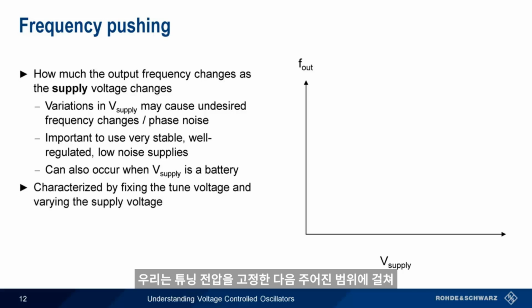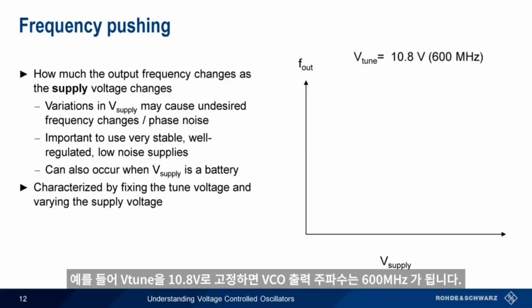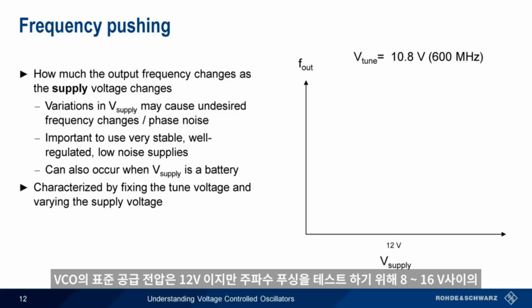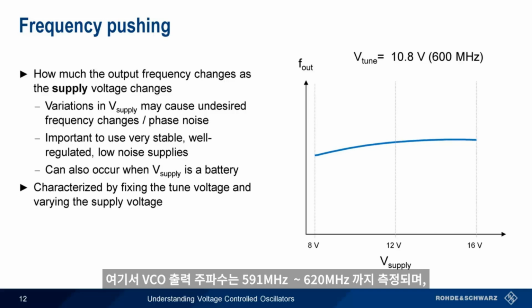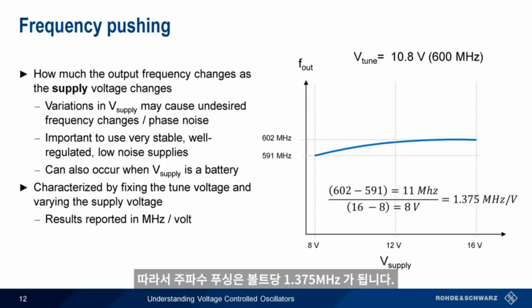We characterize frequency pushing by fixing the tune voltage and then varying the supply voltage over a given range. In our example, we'll fix V-tune at 10.8 volts, which corresponds to a VCO output frequency of 600 MHz. Our VCO has a standard supply voltage of 12 volts, but to test frequency pushing, we'll sweep the supply voltage between 8 and 16 volts and record the output frequency over this voltage range. Here, the VCO output frequency varies from 591 MHz to 602 MHz, and so our frequency pushing is 1.375 MHz per volt.